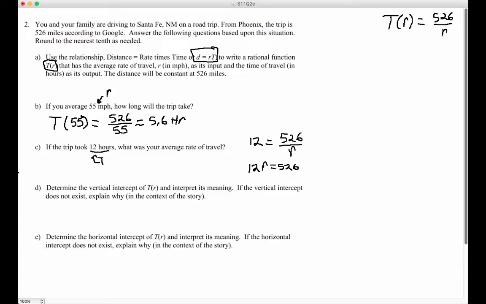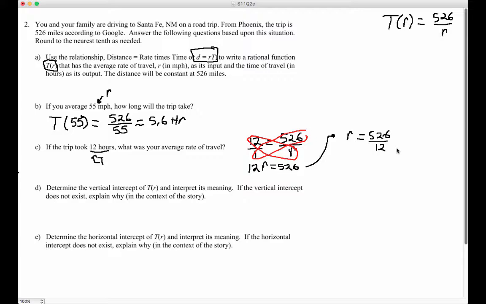What you can think about this if you'd like is that I simply multiplied both sides by r, or I could put a 1 underneath this 12, and use the trick that we have two fractions equal to each other, multiply together those two, multiply together those two. Okay, so we're not quite done though because we haven't solved for r yet, so let's come up over here to do that, and we get r is equal to 526 divided by 12.